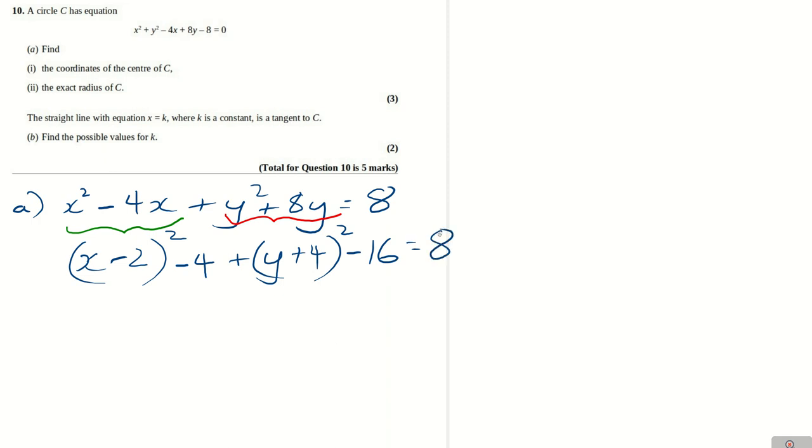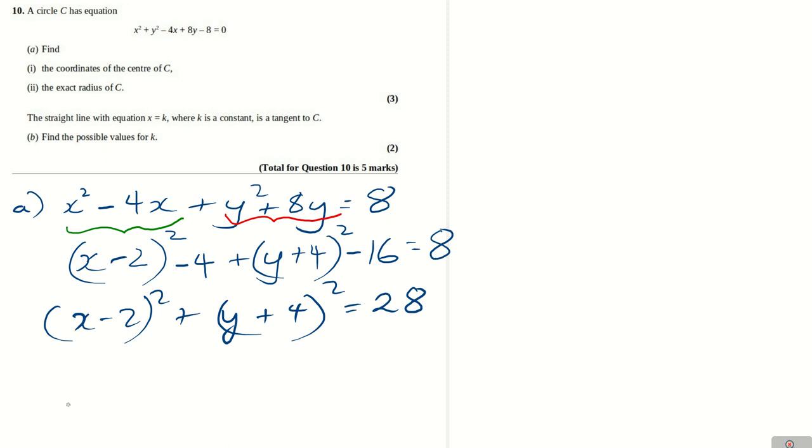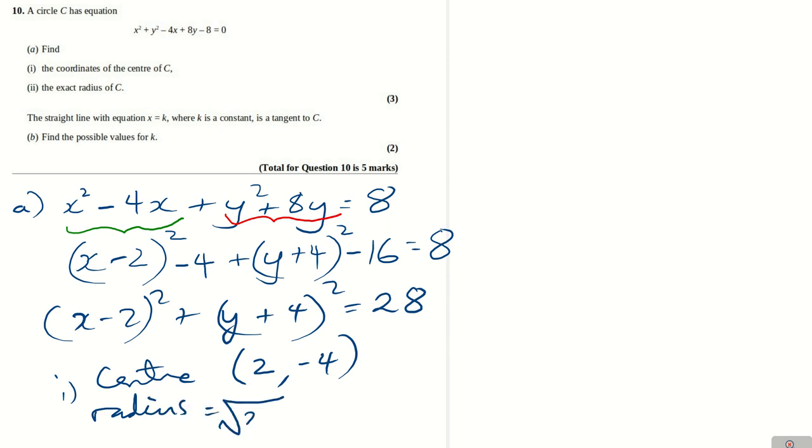So finally we have (x minus 2) squared plus (y plus 4) squared is going to equal 8 plus 16 plus 4, which I think is 28. And what that tells us is that the centre of the circle is going to be the point (2, minus 4), and the radius is going to be the square root of 28, and it wants the exact radius, so it doesn't want it as a decimal.